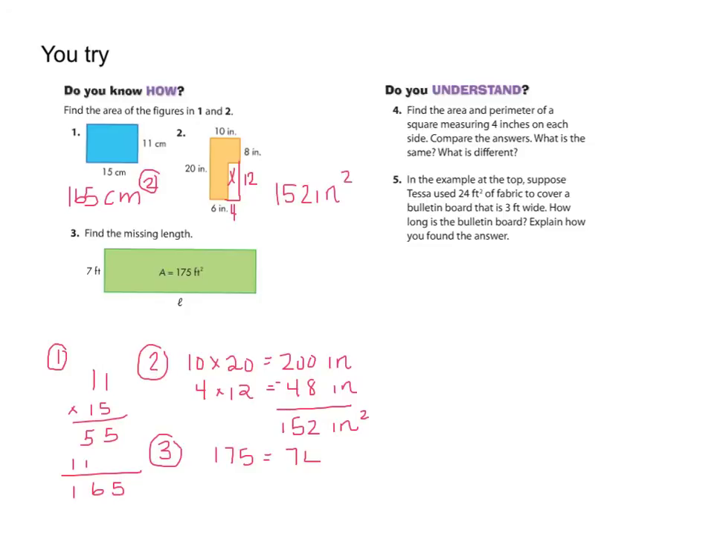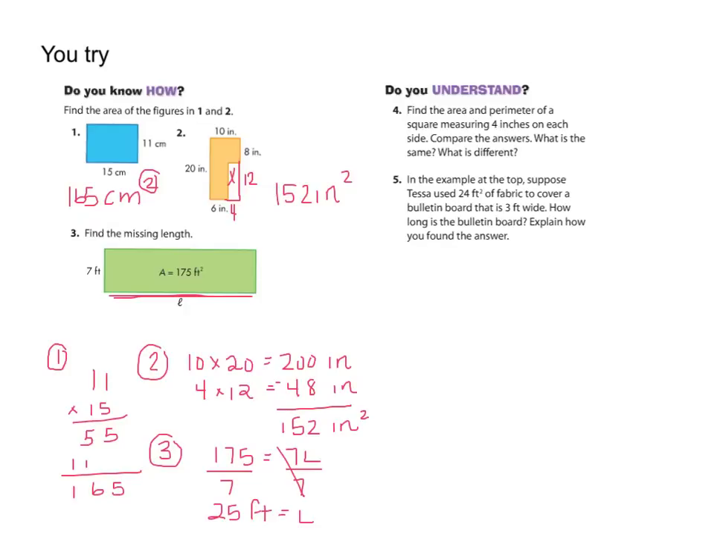For number 3, I've got 175, which is the area, equals 7 times the length. So that's my algebraic equation. I'm going to solve it by dividing by 7 on both sides of my equation, which leaves me with the length is 25 feet. Now remember, here I am giving the length of one edge, so this is not measured in squares.